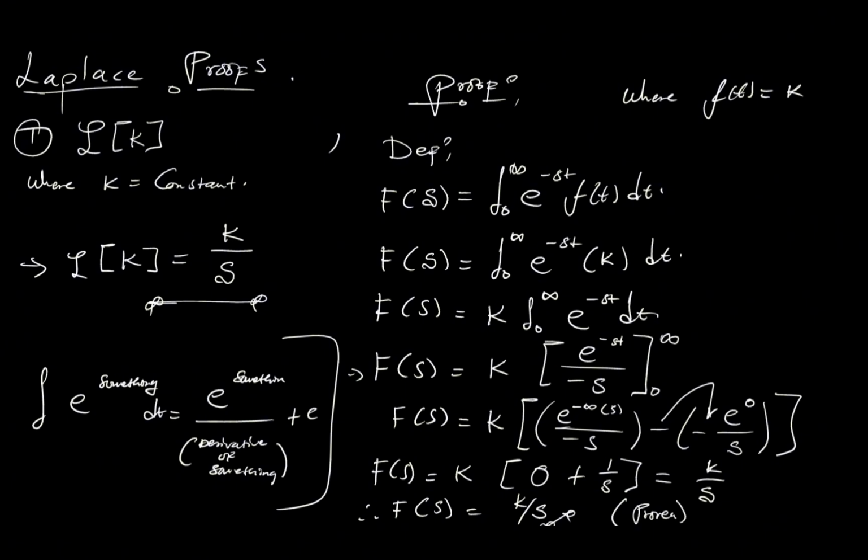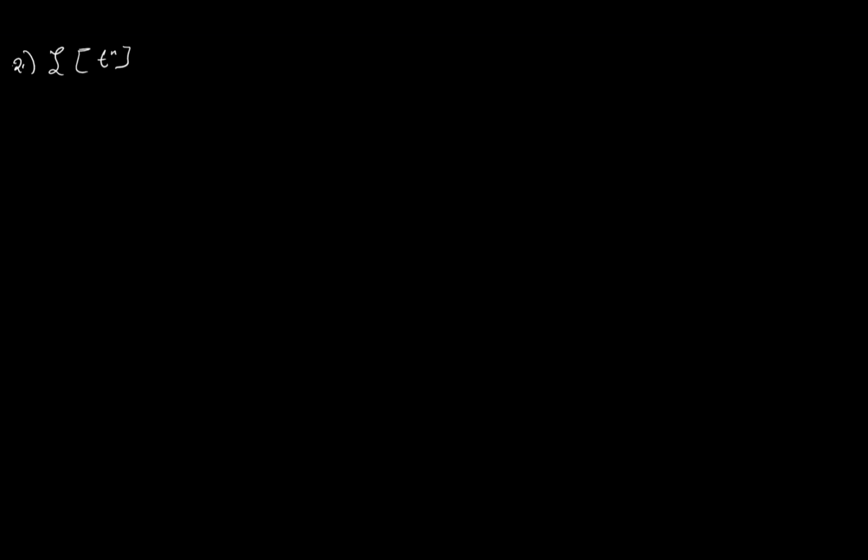Let's move on to the next proof. Second proof will be the Laplace of t to the n. Now, I need you to understand that the Laplace of t to the n is equal to n factorial over s to the n plus 1. Now, how can you prove this?